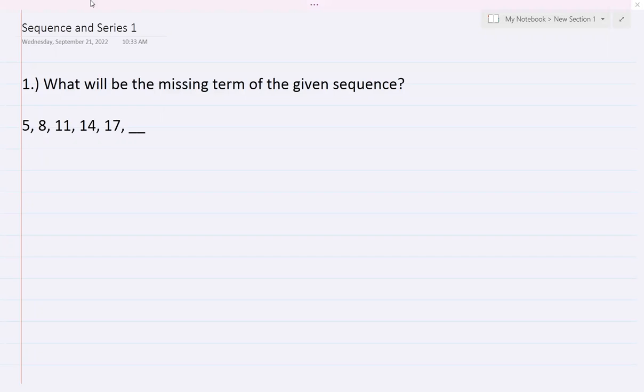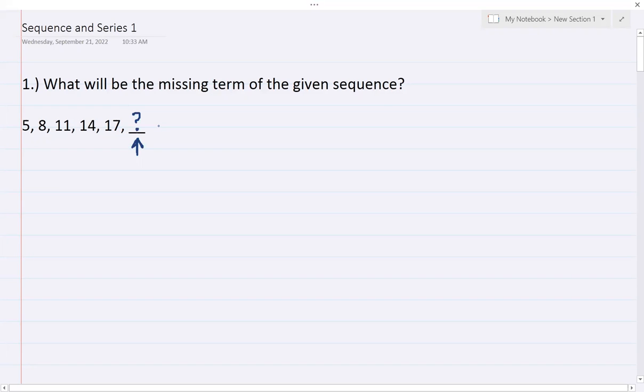Hello everyone. So we're going to have a practice about arithmetic sequence and series and geometric sequence and series. So let's begin. In the first problem, we are asked to find the missing term of the given sequence. We have a given sequence, 5, 8, 11, 14, and 17. This one is the missing term. So how can we find the missing term here?